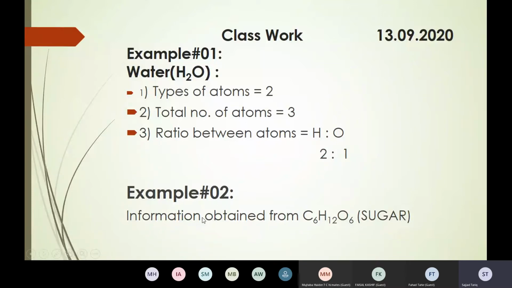Now come to the point of the second example. Example number 2, information obtained from C6H12O6. We call it sugar. Now let's see. Here we can get the idea. Look at there, we have 3 kinds of atoms present in the molecule of sugar. Carbon, hydrogen and oxygen. In carbon we have 6 atoms. In hydrogen we have 12 atoms. In oxygen we have 6 atoms.